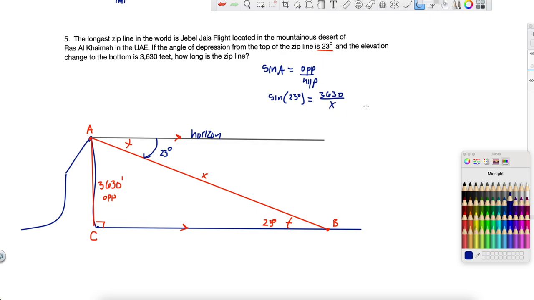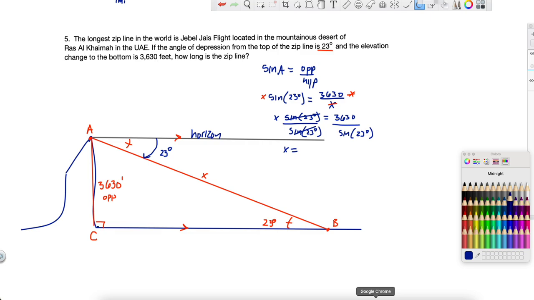Now, we saw this a lot in the previous practice. X is in the denominator, and we don't want it there. So I'm going to multiply X to both sides. Now, X is on the left side. I'll write an extra step here: X sine 23 degrees. Now, I don't want that sine 23 degrees to be there, so we're going to divide it because it is multiplying times X, and we want to undo that. Okay, so this is gone. Now X is by itself.